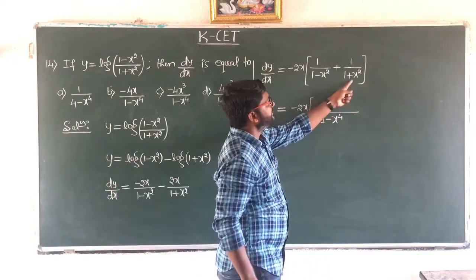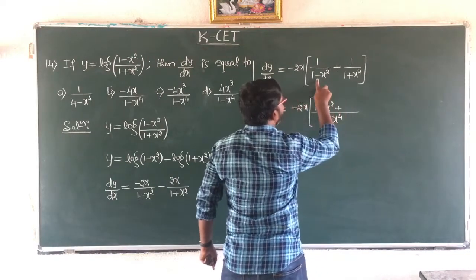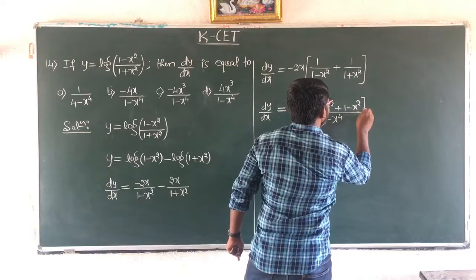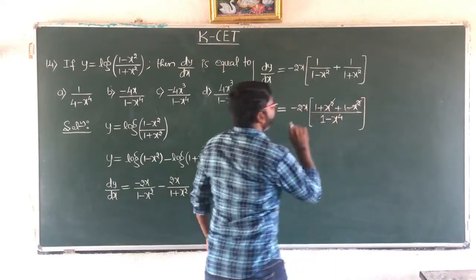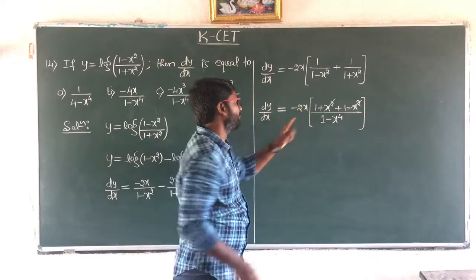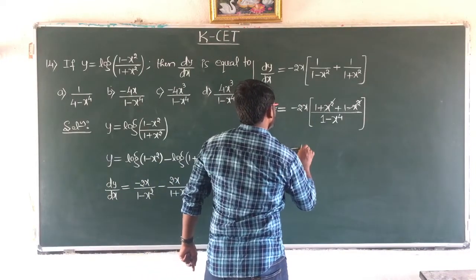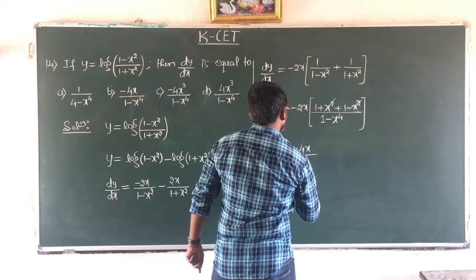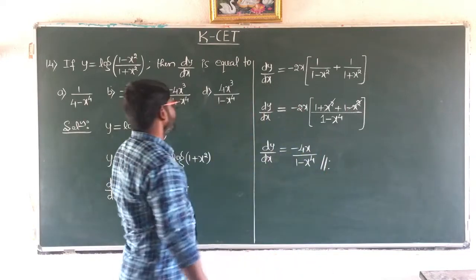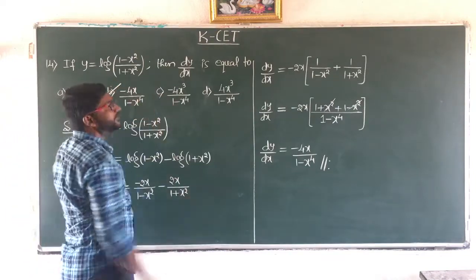And then this term will be multiplied with 1, we get (1 plus x square) plus (1 minus x square), the latter multiplied with this one. So now plus x square minus x square cancels. 1 plus 1 is 2. 2 into minus 2x is minus 4x. So dy by dx is equal to minus 4x divided by 1 minus x to the power 4. So this is the answer. Check the options now. Minus 4x divided by 1 minus x to the power 4 is option B.